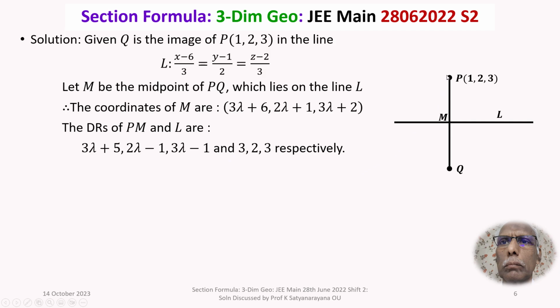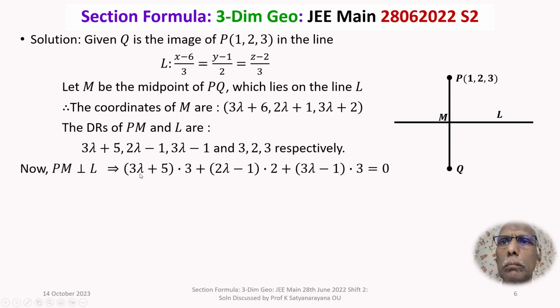We know PM is perpendicular to L, because Q is the image of P in L. Then PM will be perpendicular to L, so the dot product of their direction ratios is zero: (3 lambda plus 5) multiplied by 3 plus (2 lambda minus 1) multiplied by 2 plus (3 lambda minus 1) multiplied by 3 is equal to 0. This is the property of perpendicularity between direction ratios.